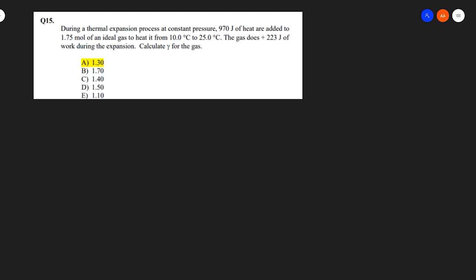Gamma, by definition, is CP over CV. First of all, it's always larger than 1 because CP is always larger than CV. Usually we use gamma when we have an adiabatic process. In an adiabatic process, we have PV gamma equal to constant. It means P initial V initial gamma is equal to P final V final gamma. So that is where we use gamma.